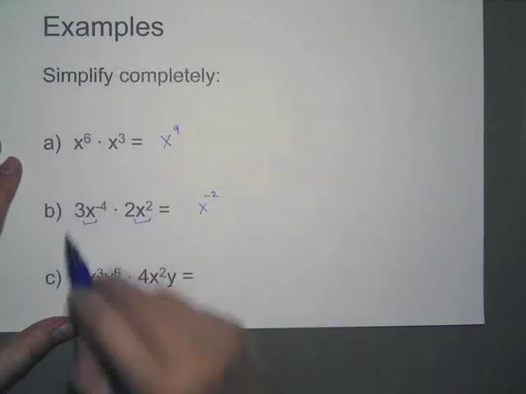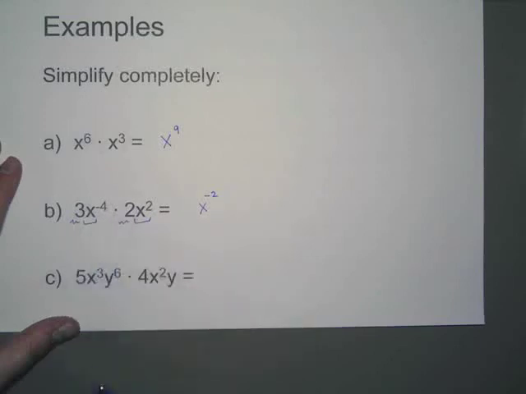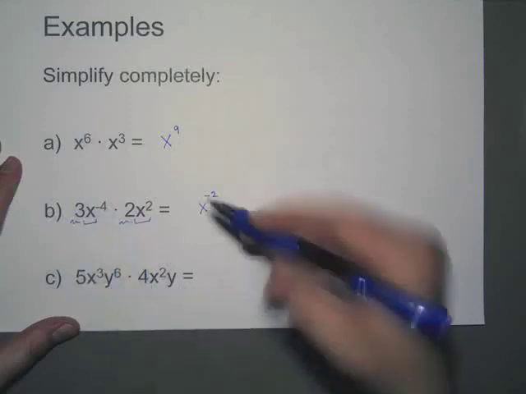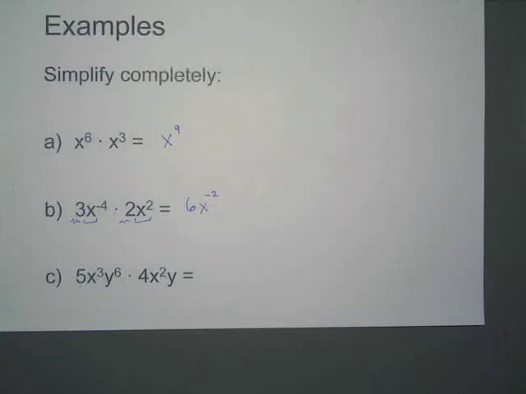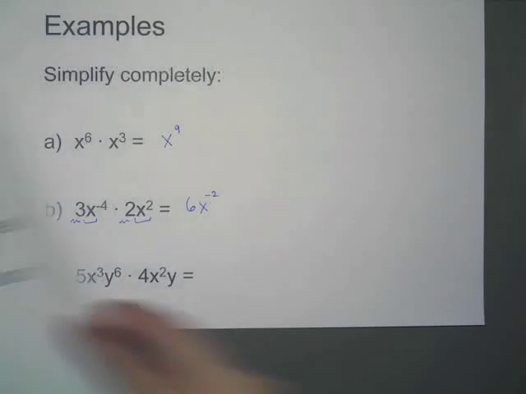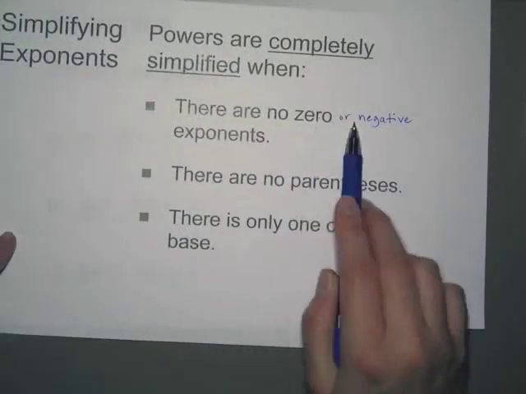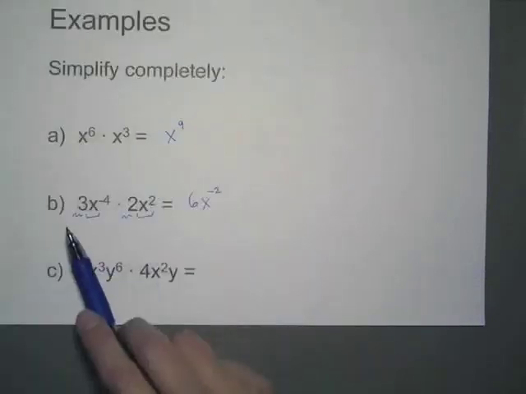Okay, and what I do here with my coefficients, I'm basically just multiplying everything here. The big numbers all get multiplied together here. So 3 times 2, which is 6. And I'm going to put that as a coefficient in front of my x. All right, so now we've done some work there, but I always want to double check. Am I completely finished simplifying this problem? I'm going to go back to the first thing we saw here. There are no zero or negative exponents left in my answers. So when I look at my answer here on letter B, I know that I'm not quite finished.